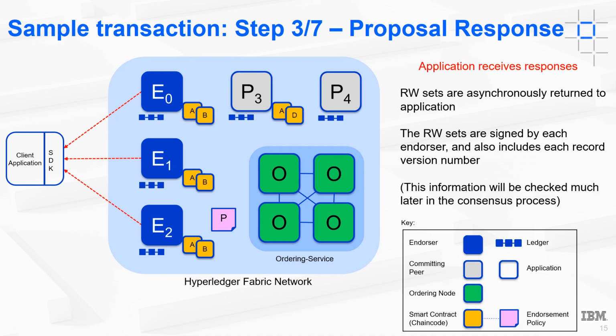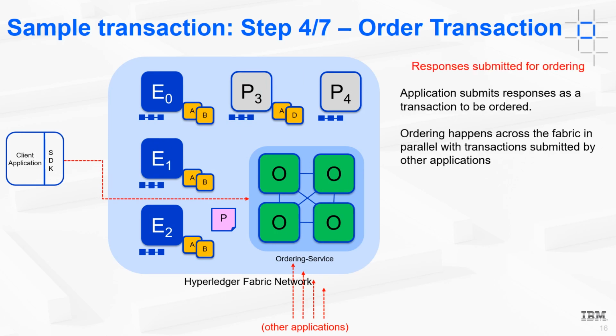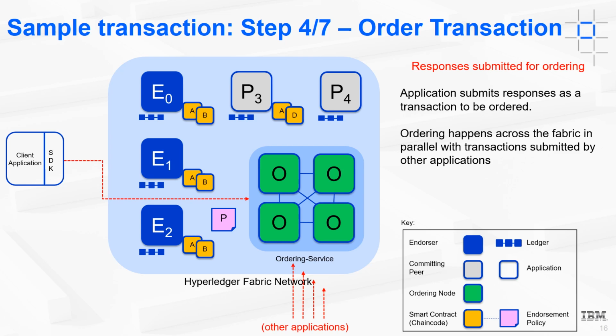Once the responses are received from the endorsers, these responses are channeled to the ordering service. You see that O4 ordering service node is basically a cluster of ordering service nodes, where all these transactions are fed. The ordering service works across the fabric in parallel with transactions submitted by other applications. There are so many other nodes which may be feeding transactions to the ordering service, so that's the reason we're talking about an ordering cluster there, right? It's just like a message queue, right? You have multiple requests coming in and they're being sequenced out.